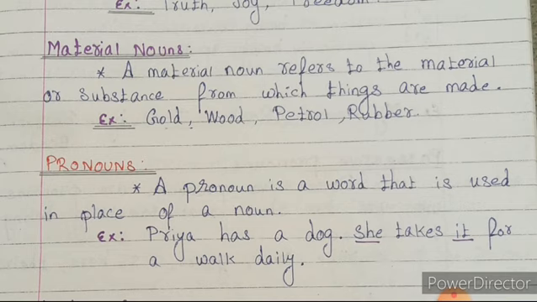Then look at the pronouns. What do you mean by pronoun, children? A pronoun is a word that is used in place of a noun. Instead of a noun, we can use this pronoun. So a pronoun occupies the place of a noun.